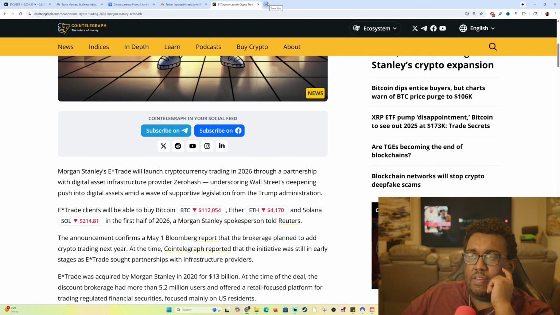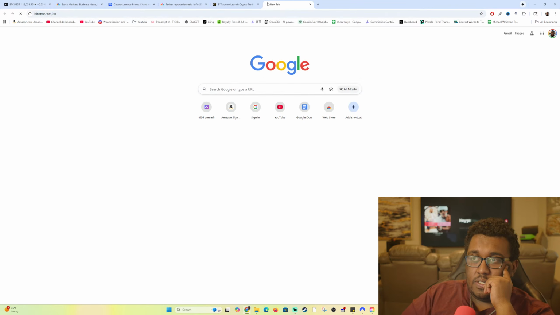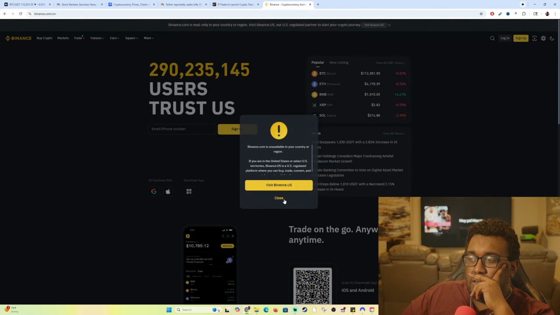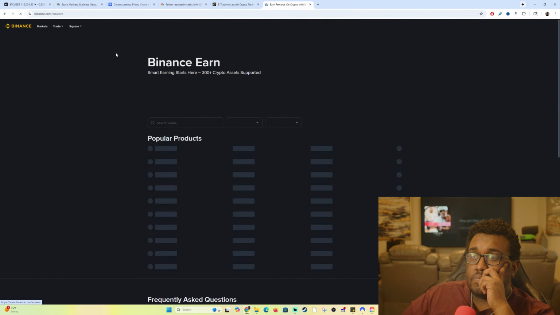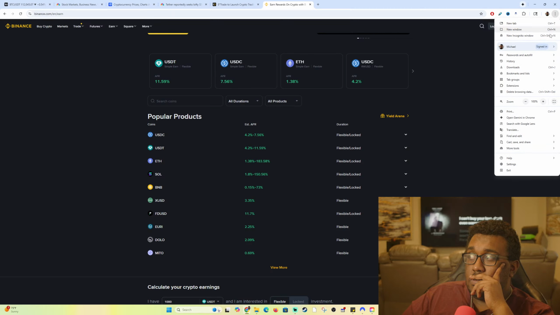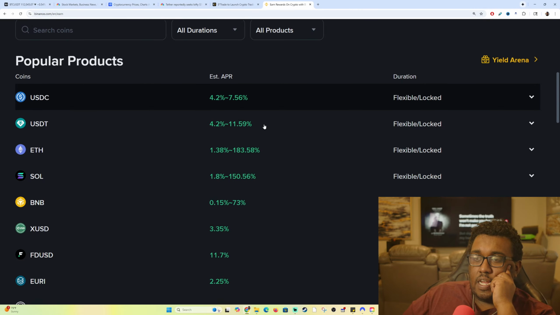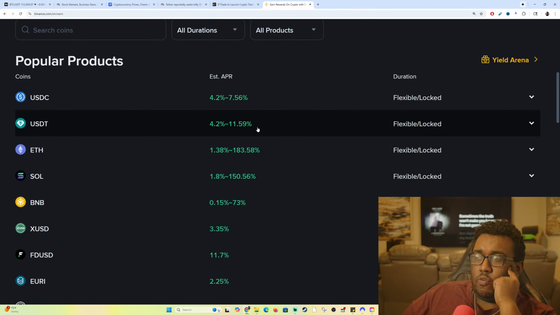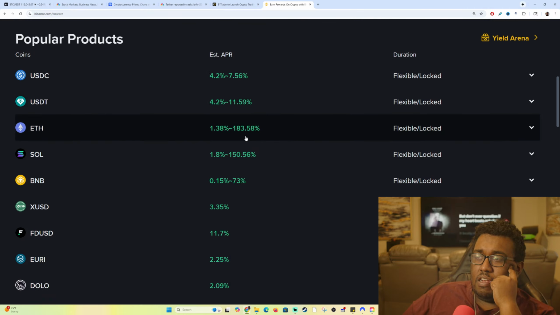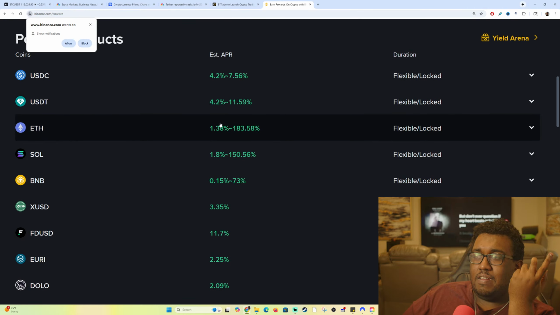But I feel like exchanges haven't been giving you as much money as they have in the past. Like if I go to Binance, Earn. So USDC 4.2 to 7.5. Tether is 4.2 to 11.5. Ethereum 183%. What the heck is that? Dual investment. What is dual investment? Principal protected. Solana is 150. So this dual investment thing is interesting. I wonder. Hold on. ChatGPT.